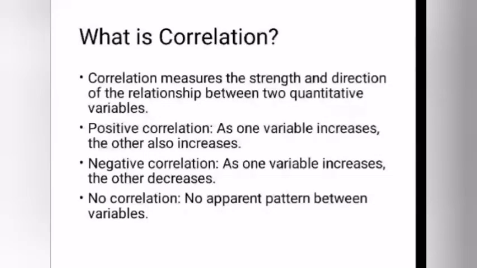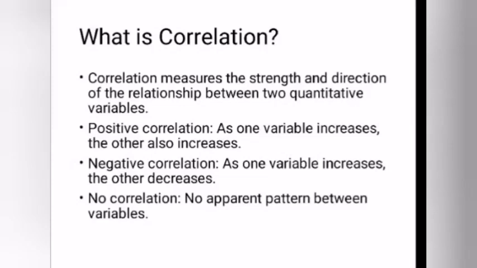So correlation measures the strength and direction of the relationship between two quantitative variables. For instance, when you are reading, you are reading so that you get more knowledge. So the more you read, the more knowledge you get. So it's measuring the strength and the direction of the relationship of these two quantitative variables.